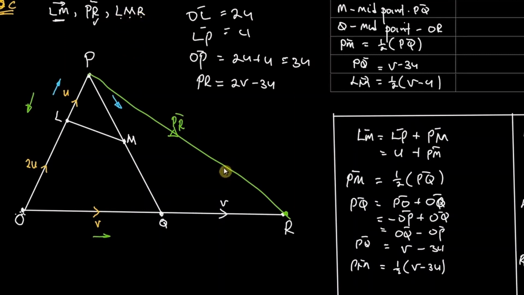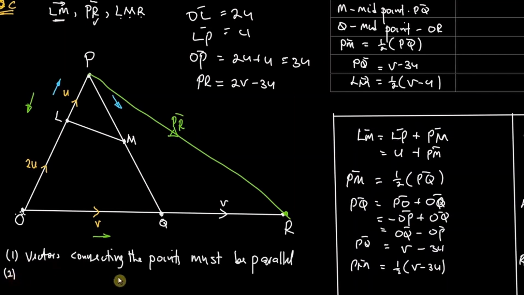they are collinear. So for points to be collinear, they need to satisfy two conditions. First condition, the vectors connecting the points must be parallel. Second condition, the vectors must share at least one common point. Now we have a total of 3 video lessons on vectors, so if you're having some difficulty following us here, please take a look at those lessons before you continue.